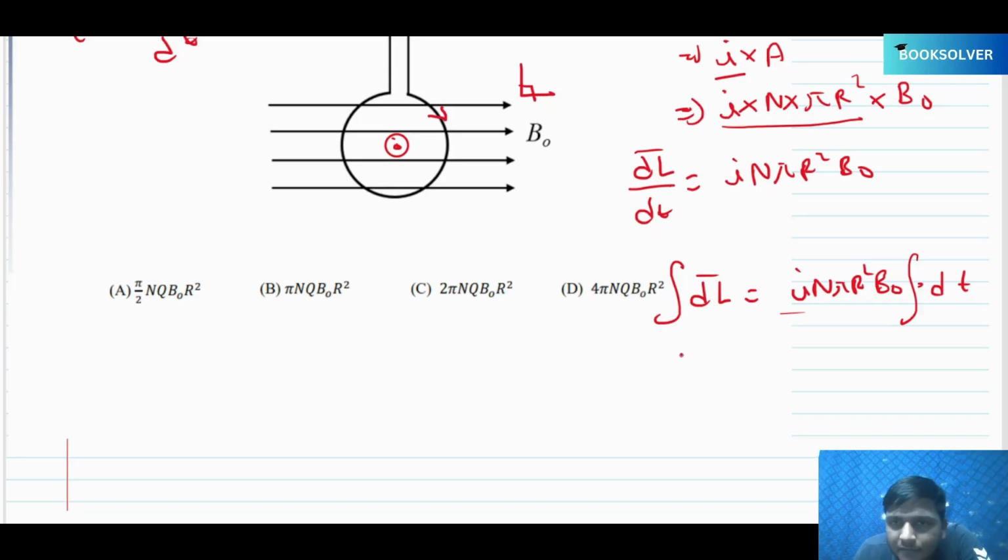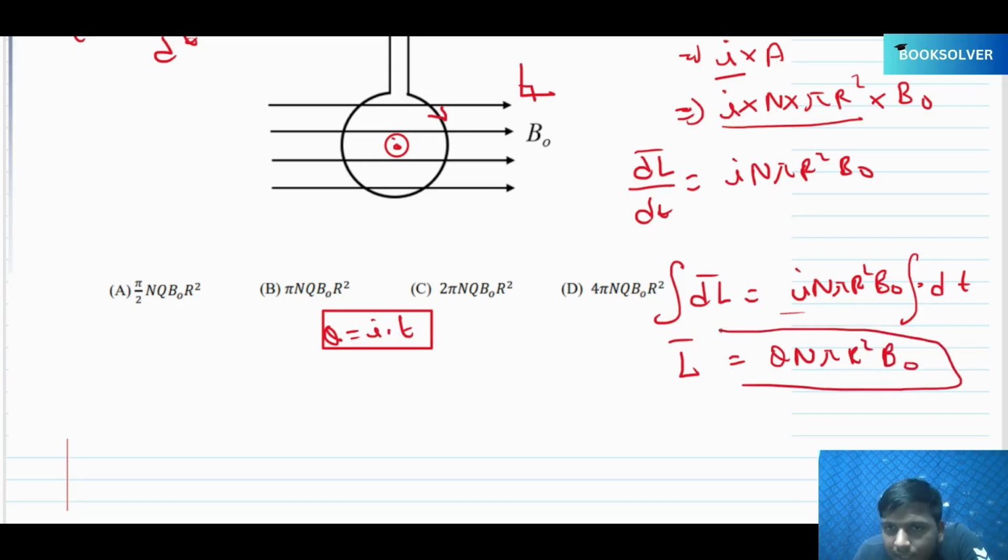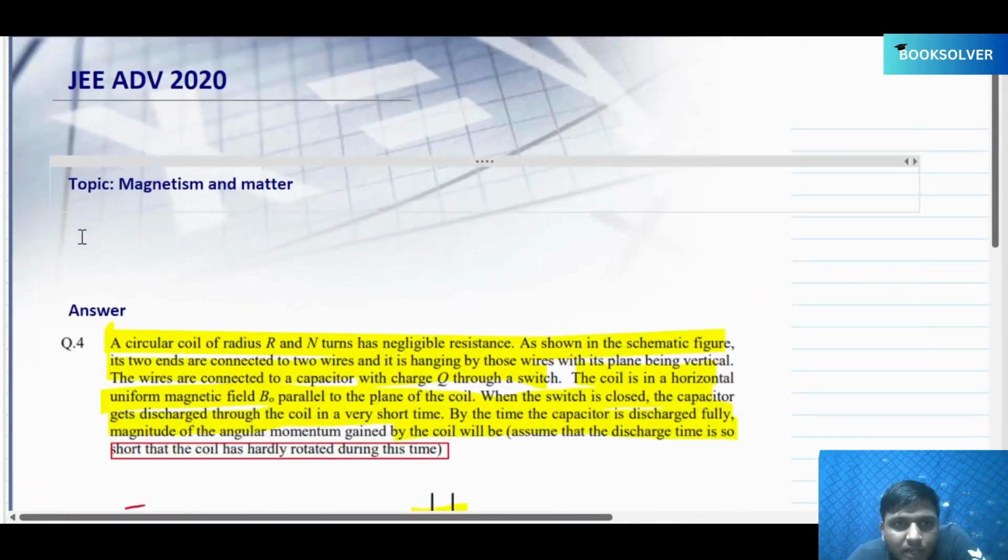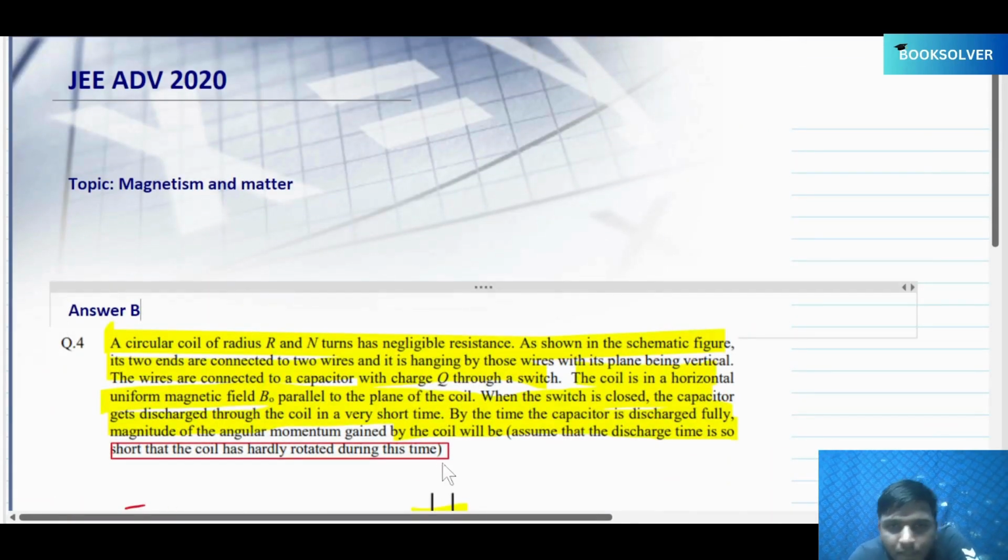So the integration of dL will give us L is equal to I into t. We know that q is equal to I dot t. So I into t is q, and it will be equal to q n pi r square B naught. I think it will match one of our options. So let's see. Okay, so option B is matching exactly with what we have got in our answer. So let me write the answer. It is nothing but option B. Thank you, everyone.